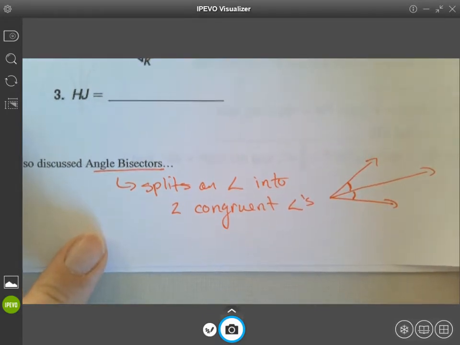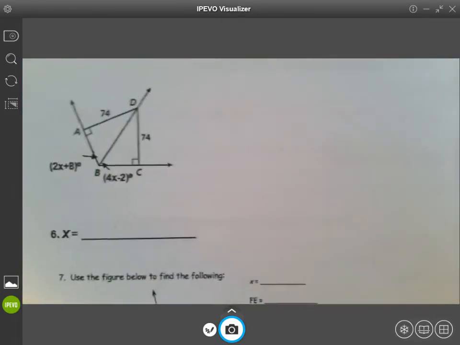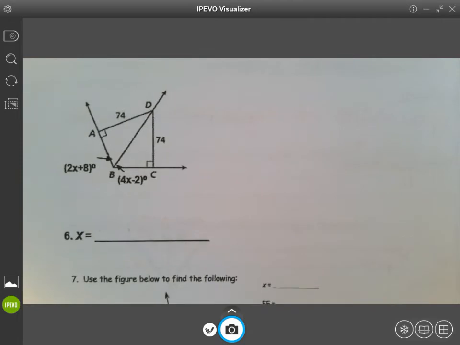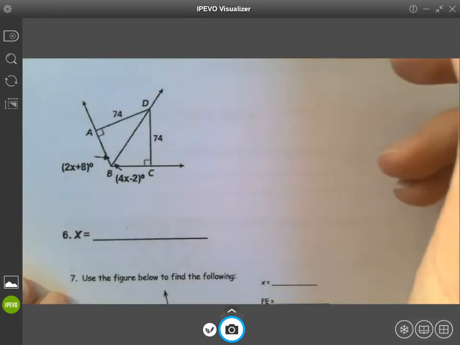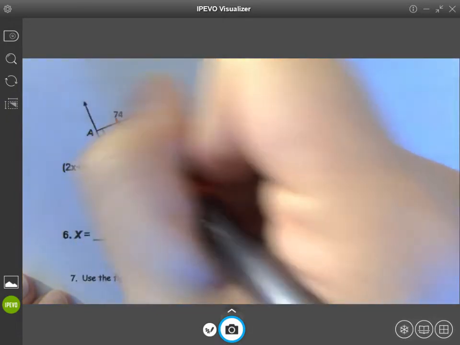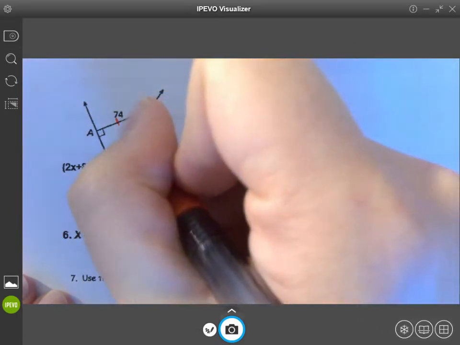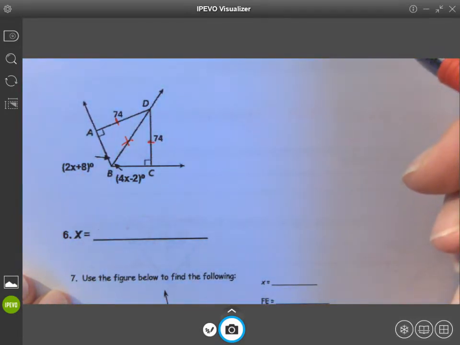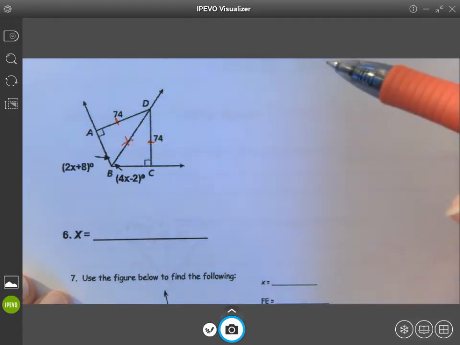Again, you'll come back and solve any of these missing ones. Okay, so looking at this, there's a lot going on. We're going to solve for x. Here's what I see. This side is congruent to this side because they're both marked 74. This is reflexive, isn't it? Now, we know we can't use that angle side. That was not one of them.